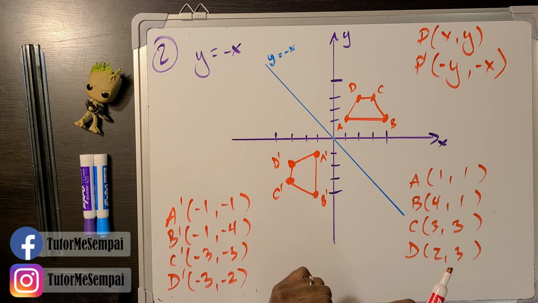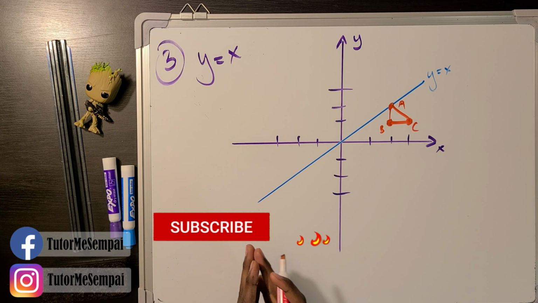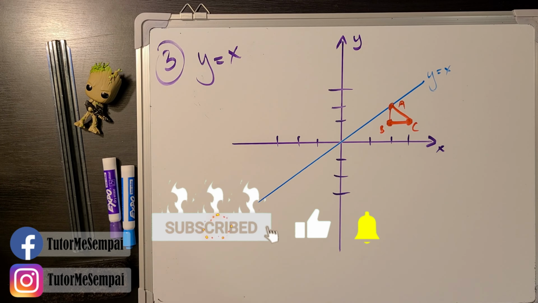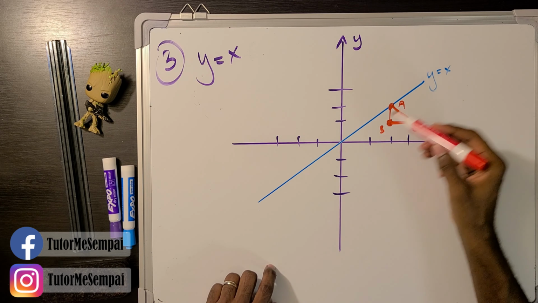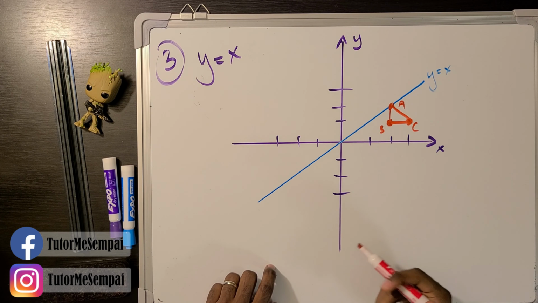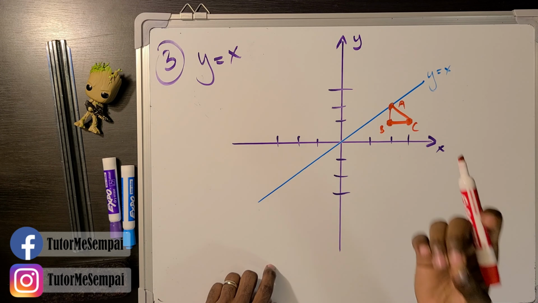Let's check it out with this next example. In this example, we're going to be reflecting over the line y equals x again. However, we have a point from our graph that lies on this line of reflection. So how do we do this? How do we reflect a point that exists on the line?